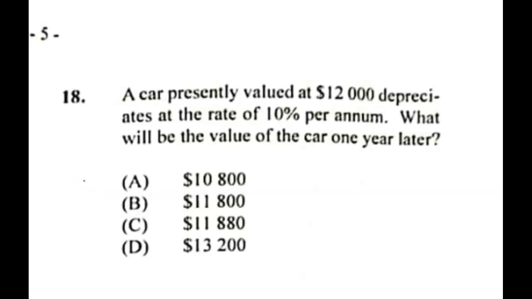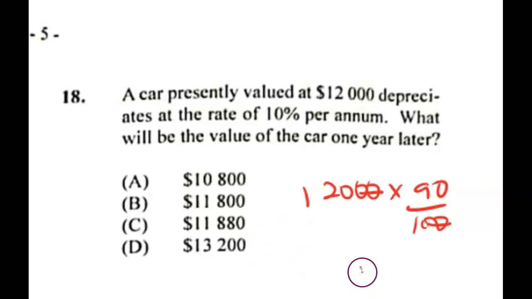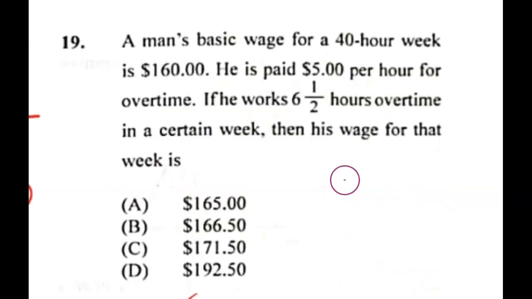Number 18 now deals with depreciation. It's at a rate of 10% per annum and started at $12,000. What is the value at the end of 1 year? Well, I just simply take the 12,000 and I multiply by 90% because that's the difference, what's left. So that's 120 by 90, and it turns out to be 10,800. So A is the answer for number 18.